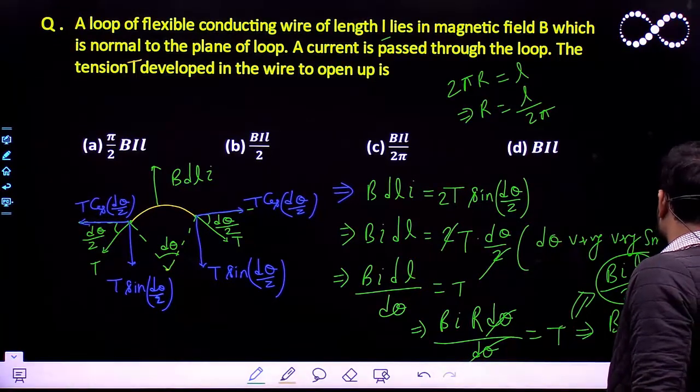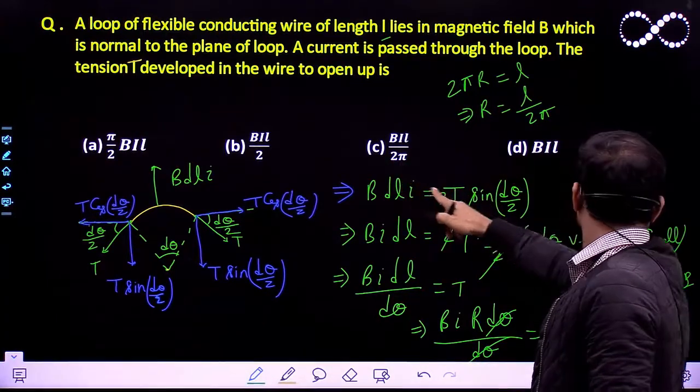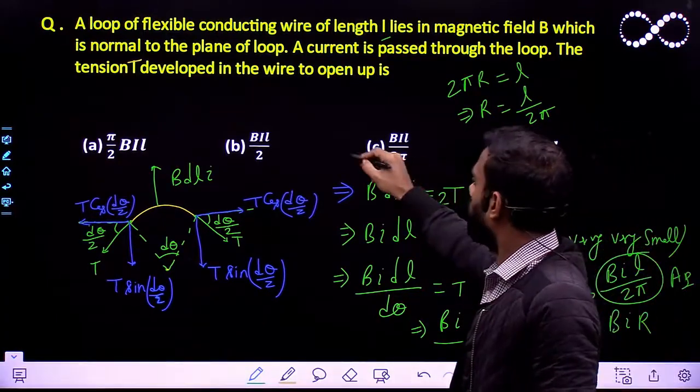So let us see which option is matching here. B I L upon 2 pi, B I L upon 2 pi. So that is option C here.